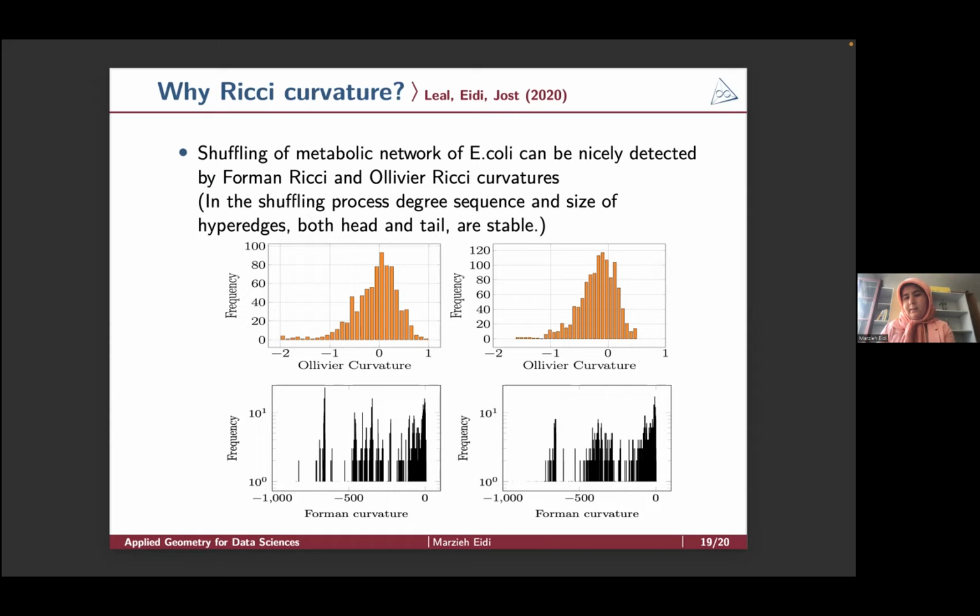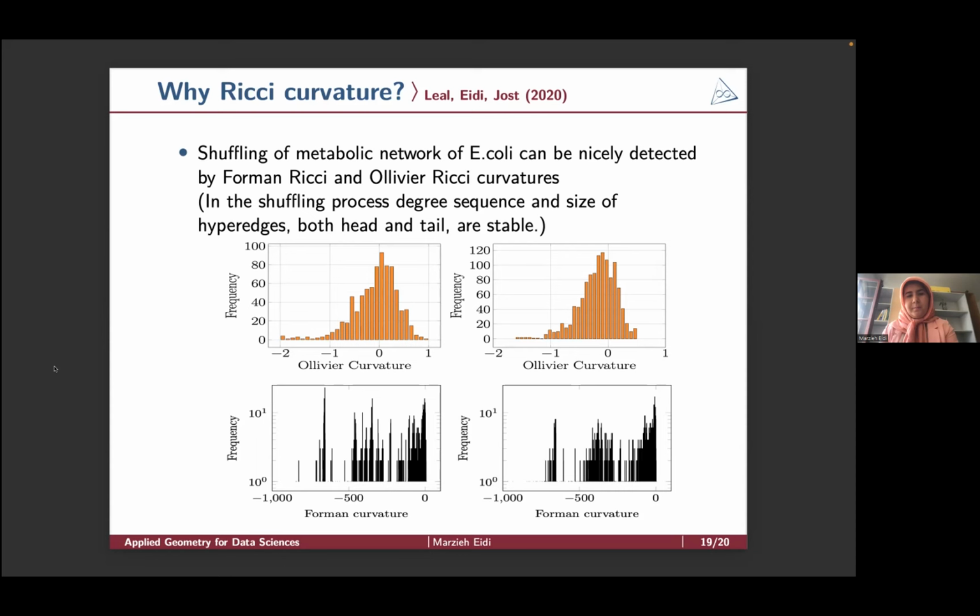But in this diagram, what you see is that on the left, we have the distributions corresponding to the real networks. On the right, it is the shuffling process. And as you see, both of them are different for Forman and Ollivier-Ricci curvature. Namely, although in the shuffling process, degree sequence and size of hyperedge are stable, Forman and Ollivier-Ricci curvature are not stable and they are different. And basically, Forman and Ollivier-Ricci curvature can capture the shuffling process of our hypernetwork.